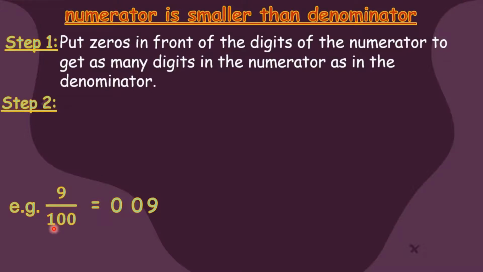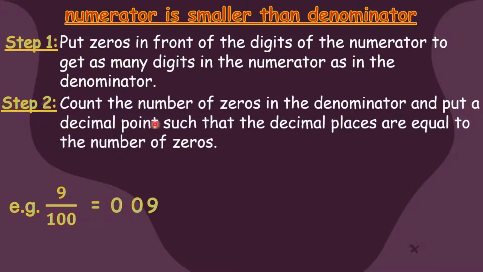Now, the second step is to count the number of zeros in the denominator and put a decimal point such that the decimal places are equal to the number of zeros. Now here we have two zeros in the denominator. So we count two places from the right towards the left and put the decimal point. Hence we get the answer as 0.09.